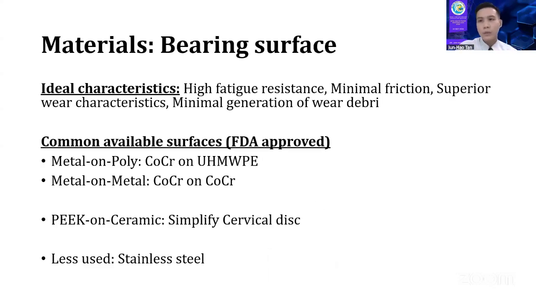In fact, when I was preparing these slides, I found the concepts very similar to the hip arthroplasty and knee arthroplasty concepts. The ideal characteristics of a bearing surface, of course, are high fatigue resistance, minimal friction, superior wear characteristics, and minimum generation of wear debris. Very commonly, as with hip arthroplasty options, you have metal on poly, which most of the time means cobalt chromium on ultra high molecular weight polyethylene, or metal on metal, which is cobalt chromium on cobalt chromium. Other options are available as well, for example ceramic on ceramic, and stainless steel, which is not commonly used anymore.